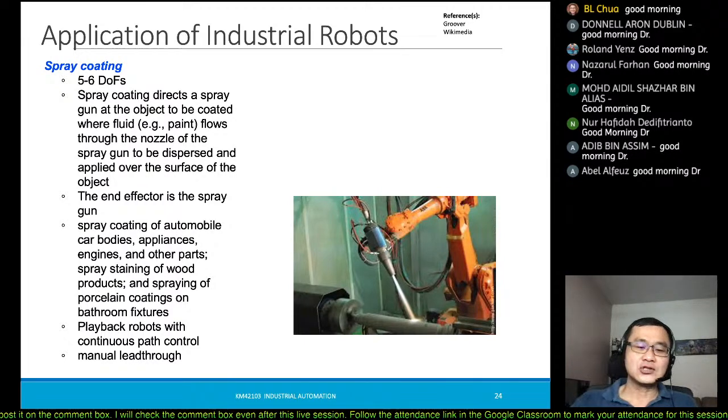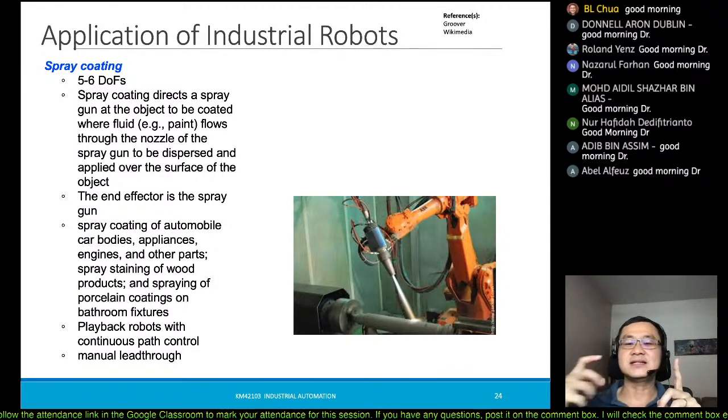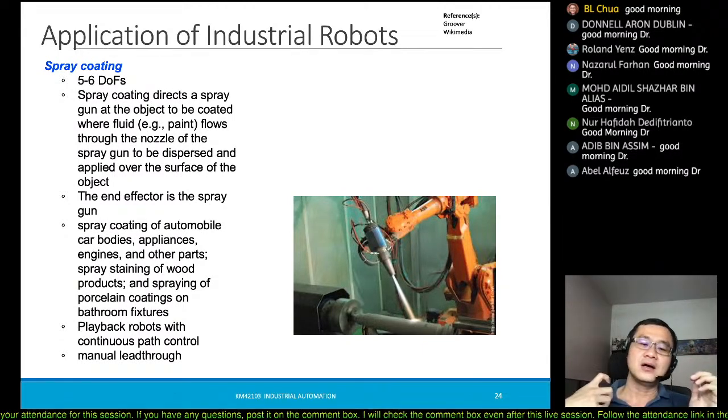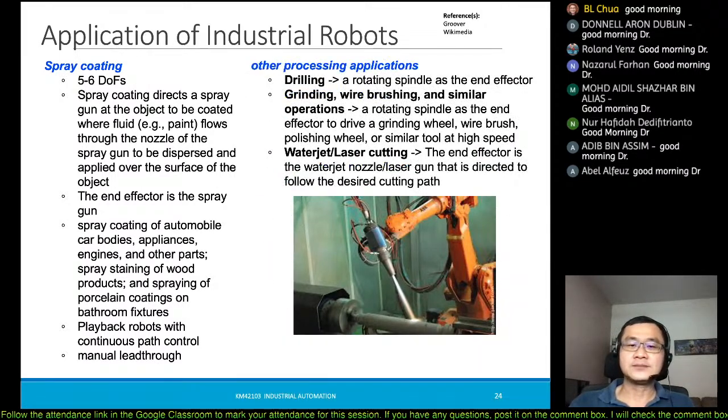So it depends, alright. Since spray painting involves movement, the distance between the end effector, the spray gun, and the object is important to ensure uniformity. Therefore, continuous path control is required, and usually we do this through a manual lead through. Manual lead through is using human control, right? I will explain later on. Other processing applications include drilling, grinding and water jetting. Similarly, you just change the end effector to the tool that you require.